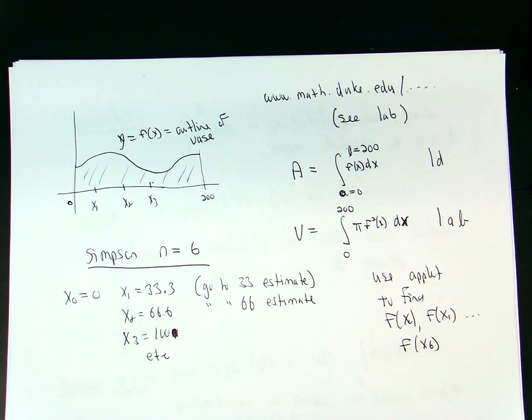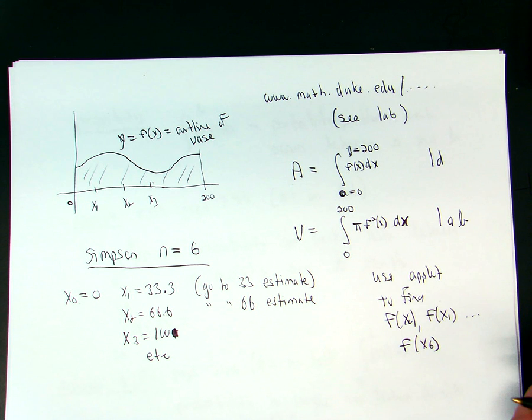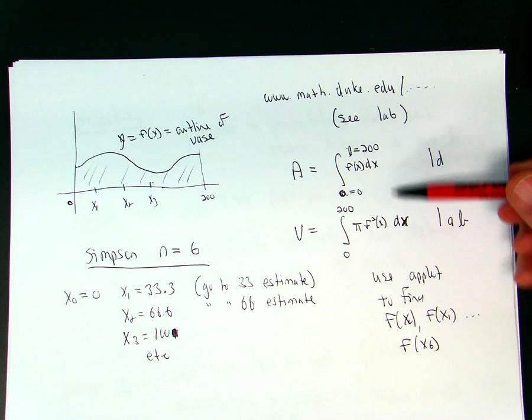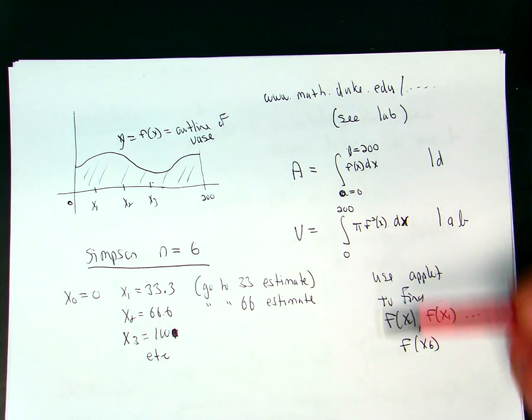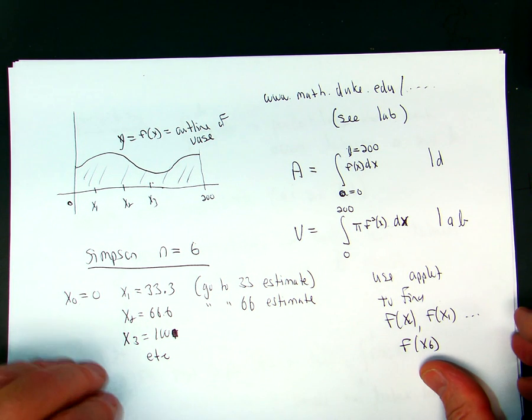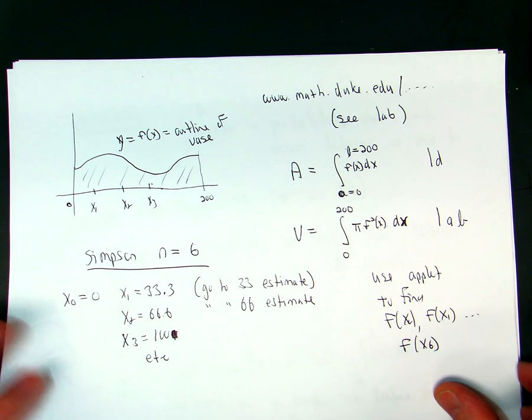So anyway, what you'll do is figure out what x0, x1, x2, x3, x4, x5, x6 are, and then you'll use Simpson's rule to estimate this integral and this integral. So again, it seems worse than it is. It's not too bad. I've given a lab like this before, and people get it. So I'm sure you'll get it.